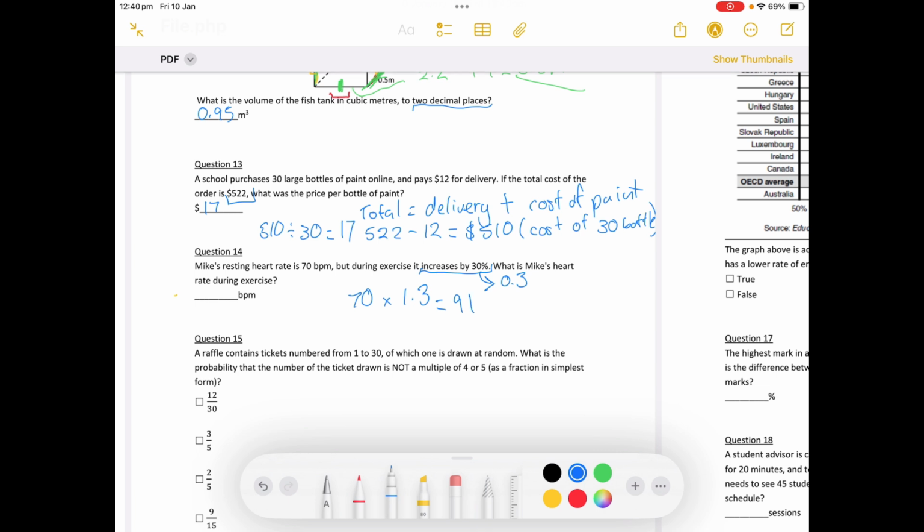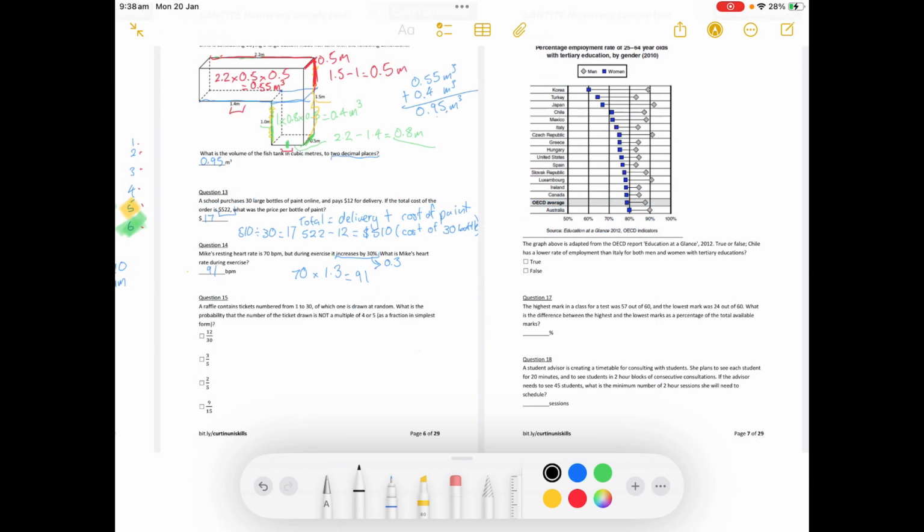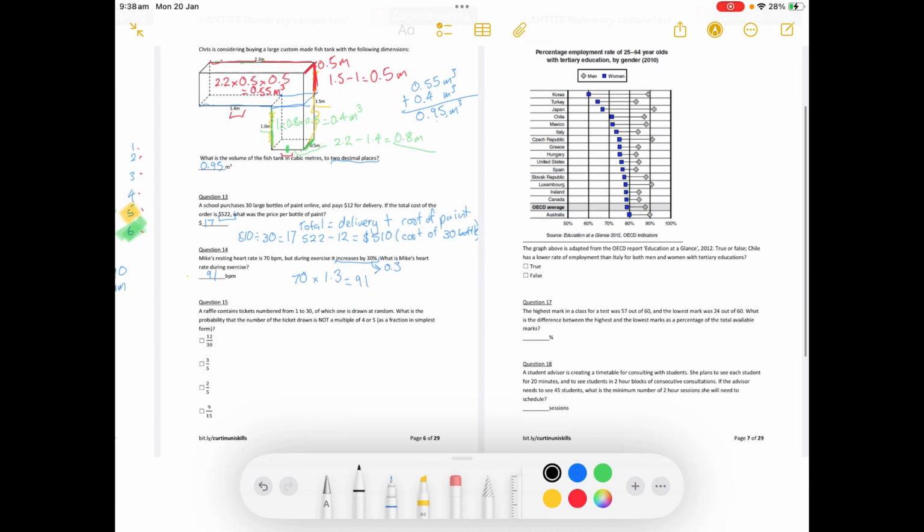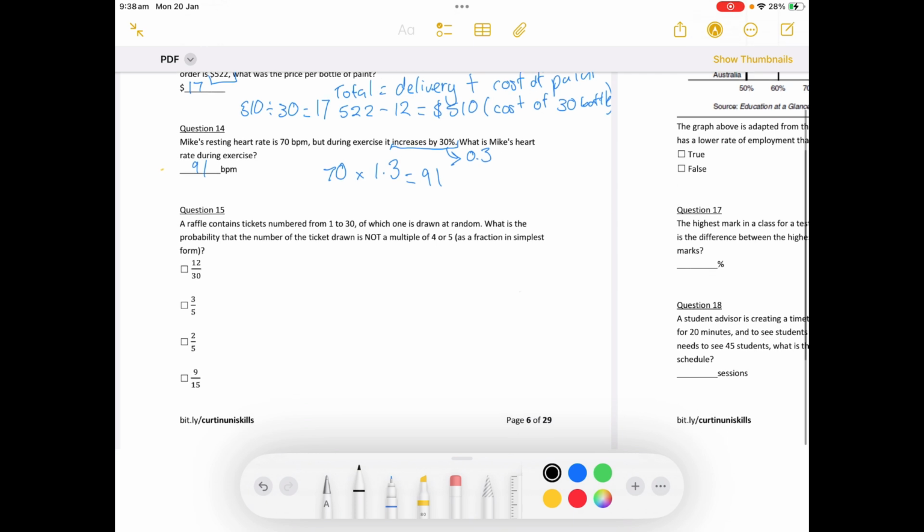91, okay? So his heart rate during exercise is going to be 91 beats per minute. Alright, question 15. A raffle contains tickets numbered from 1 to 30, of which 1 is drawn at random.